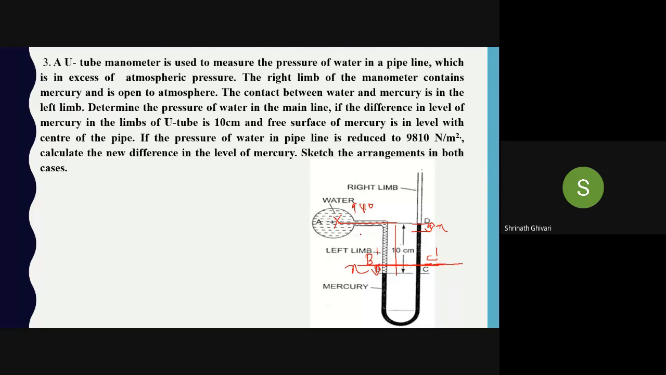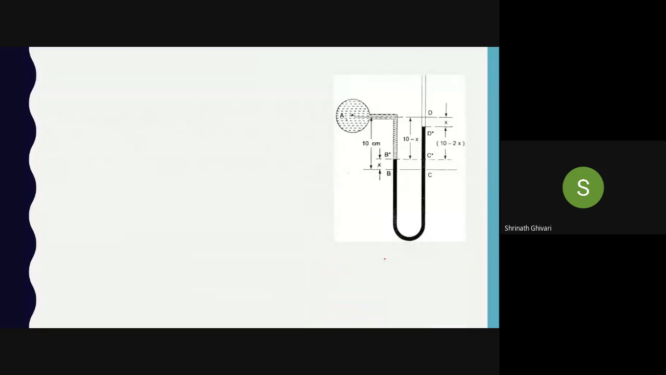then what will be H1 here? Very good. 10 minus x. What will be H2 over here? 10 minus 2x. Very good. It is 10 minus 2x is H2. Okay. So the same thing is here. Whatever I have drawn here, that is the same thing over here.